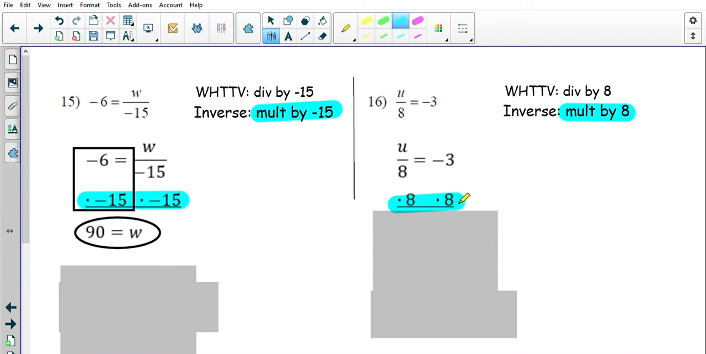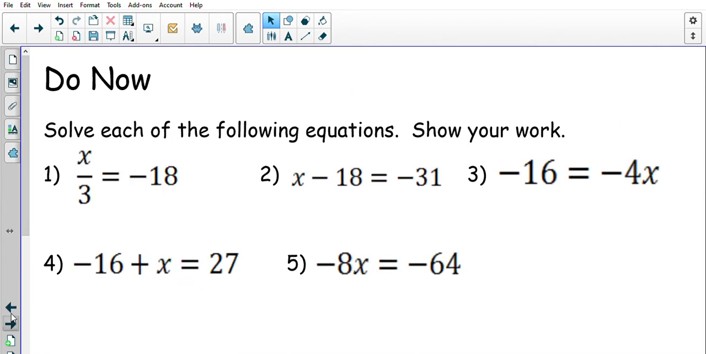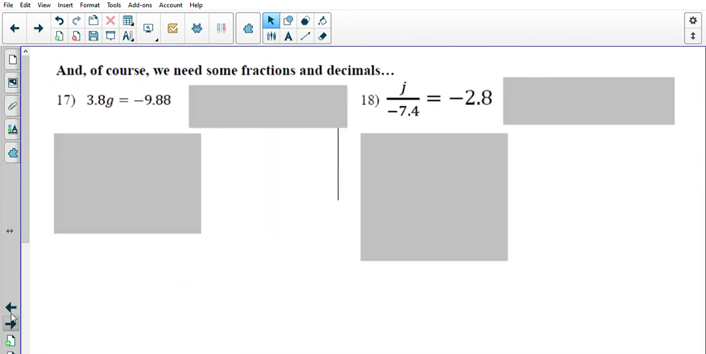So multiply both sides by 8. It'll cancel out on the left-hand side. And in your calculator, you're going to plug in -3 times 8. U will equal -24. All right, hopefully those started to get a little bit easier. Let's mix in some decimals and fractions. Remember that if you're struggling with plugging decimals and fractions into your calculator, please let me know. I can help you. It's a lot easier in person, so definitely ask if you're struggling at all.